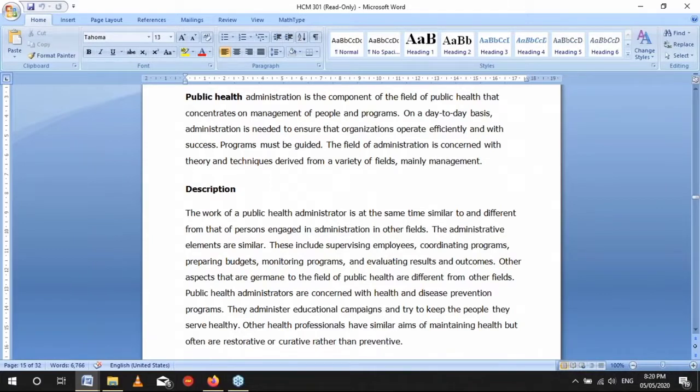Then we have SDE. This one stands for scarce, difficult, and easy to obtain. It has to do with purchasing items with respect to availability.